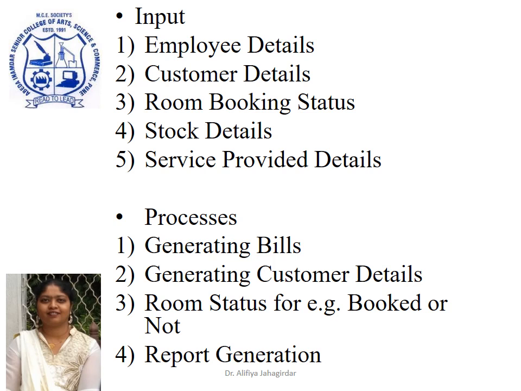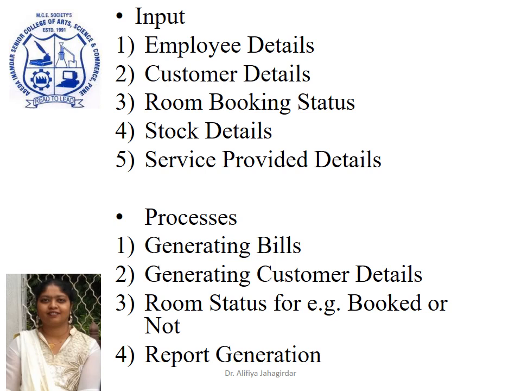We get the processed data, which is termed as information. Your input can be employee details, customer details, room booking status, because if a client comes and needs to book a room, you need to identify whether that room is available or not. So it is going to give the status of the room. The next is stock details. If you have a restaurant connected to your hotel management system, then you have to maintain the stock as well.